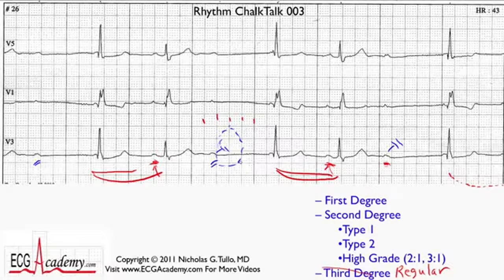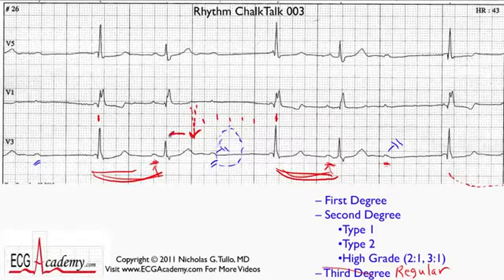Well, let's try to figure it out. Now, here's an interesting way of telling which P's conduct and which don't, because it's maybe a little deceptive sometimes. If you look at two of these beats, the beginnings of these groups, and let's just say that this was an escape rhythm, let's find the midpoint between these two beats, and that would be somewhere around here. And so if this was an escape rhythm, and none of the P waves were getting through, then a QRS would have fallen somewhere around here.